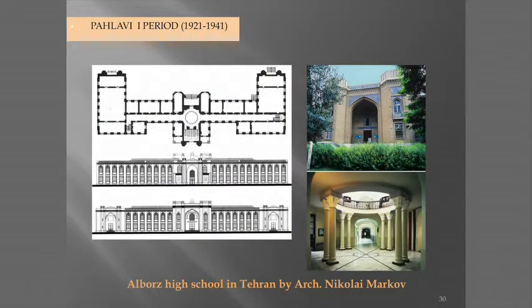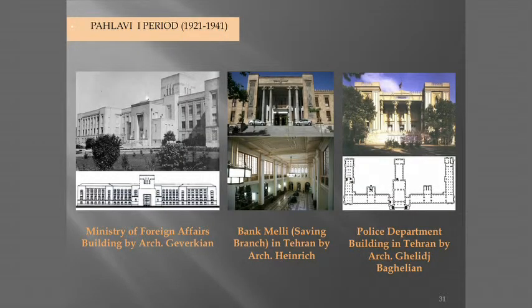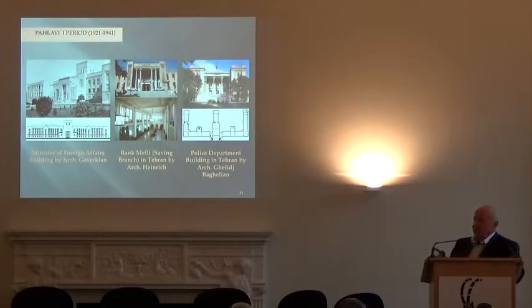Okay, Nikolai Markov, a Russian who became Persian, and this is the School of Alborz, and the other buildings, which are all from the period of Reza Shah. Very interesting is the Gabriel Geberkian, a very excellent example of early modern architecture in Iran. In Tehran, we have this, I think the Ministry of Foreign Affairs, and this is one of the best early modern architecture that we have in Iran. The other parts are in other styles that used Achaemenid columns and things like that, like in the police department building, etc.